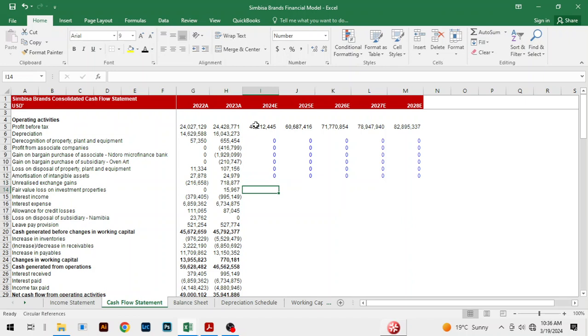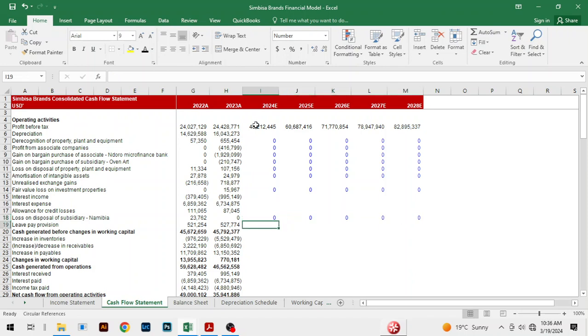Then we have fair value on loss of investments. Let's just keep that at 0 for now. And we have interest income. Let's just keep that blank. And interest expense, let's keep that blank. Let's just keep that blank. Loss on disposal of subsidiary Namibia, let's just keep that at 0.